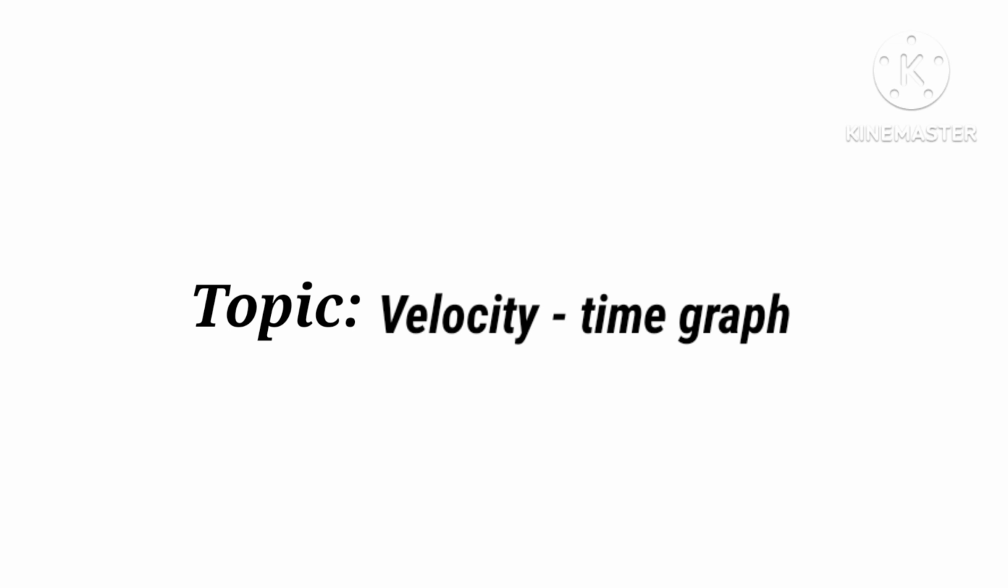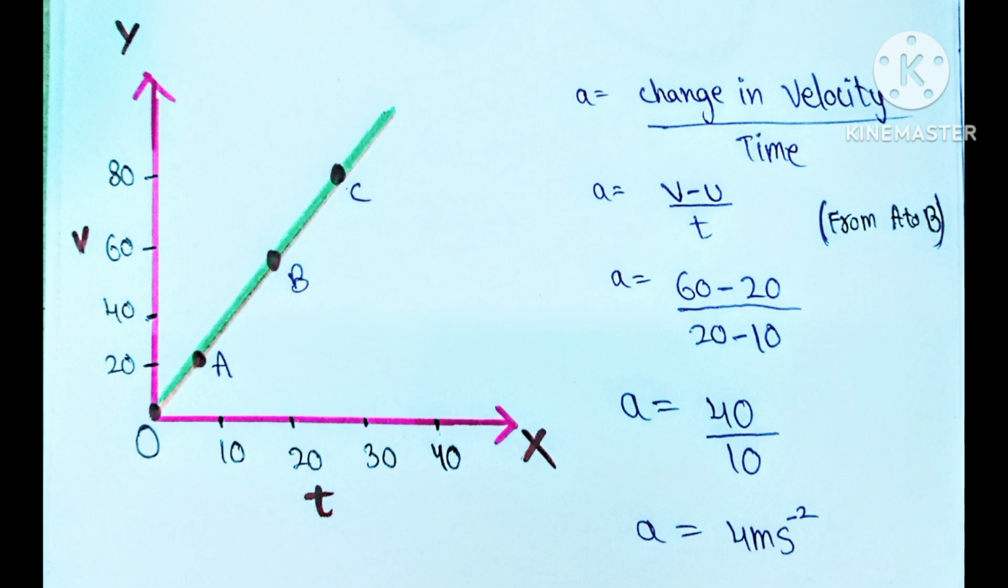Let's begin the video. On this graph, time is in seconds and velocity is in meters. In 10 seconds, 20 meters is covered. In 20 seconds, 60 meters is covered, and so on. Let's suppose a car started from point 0, then came to a stop at point A. Then it started again from point A to B. You can observe that the graph is a straight line.